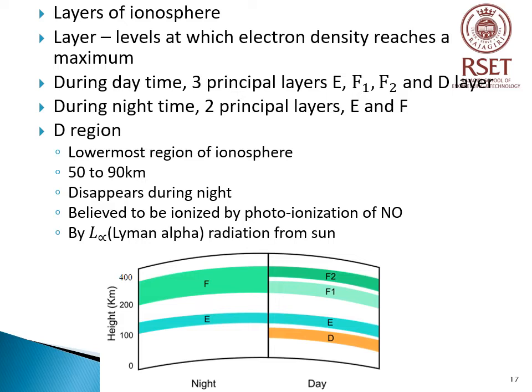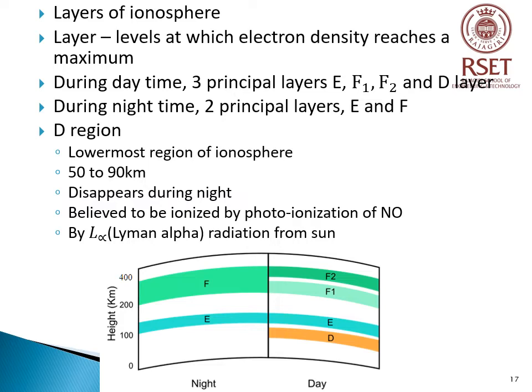For each layer, there is a critical frequency above which a radio wave sent vertically upward will not return back to the earth but will penetrate it. During daytime, there are three principal layers, that is E, F1 and F2, and besides these regular layers, there is a D layer which is below the E layer. During night time, the D layer vanishes, and F1 and F2 combine to form one layer, called the F layer. Hence at night there are only two principal layers, that is the E layer and the F layer.